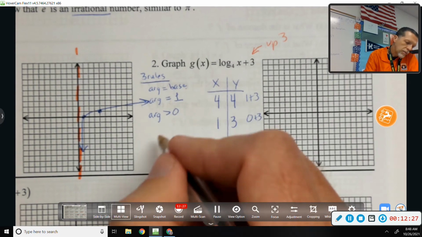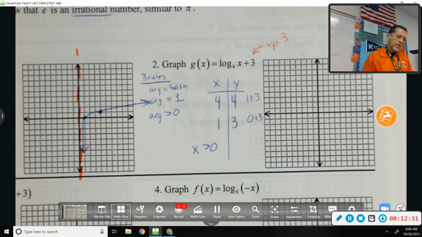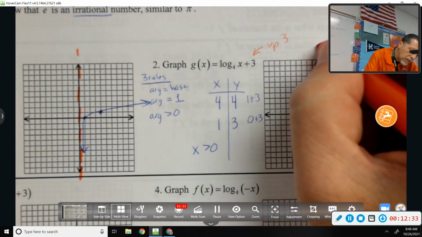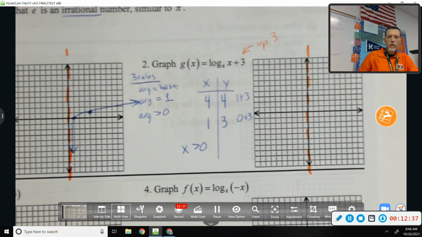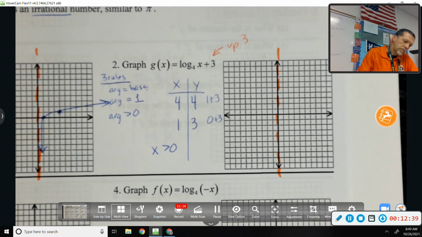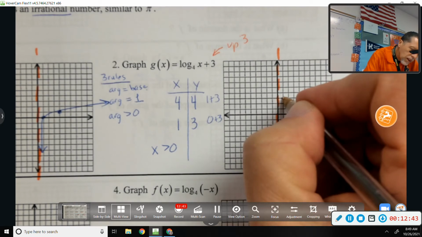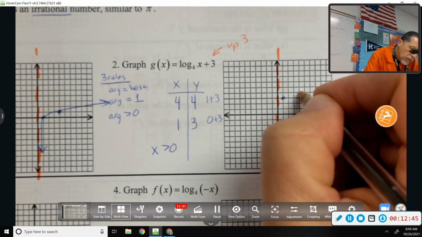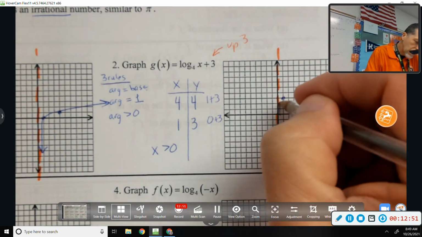And the argument has to be greater than 0. So that means, again, I've got the wall at 0. 1 comma 3. 4 comma 4. Not much to go on, but the asymptote there is helpful.